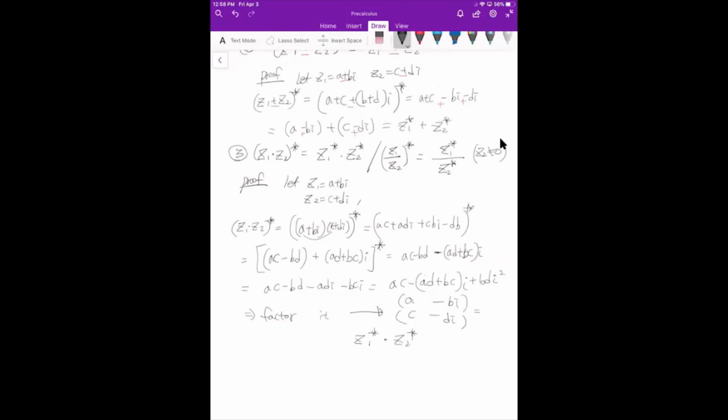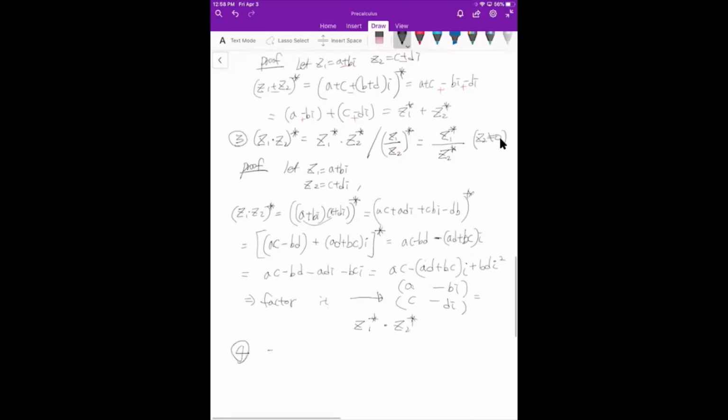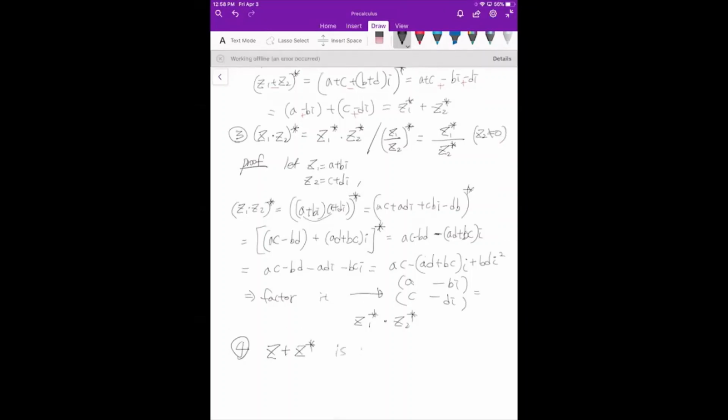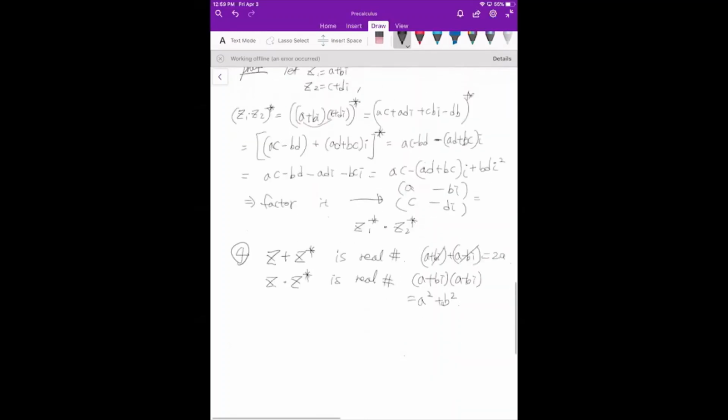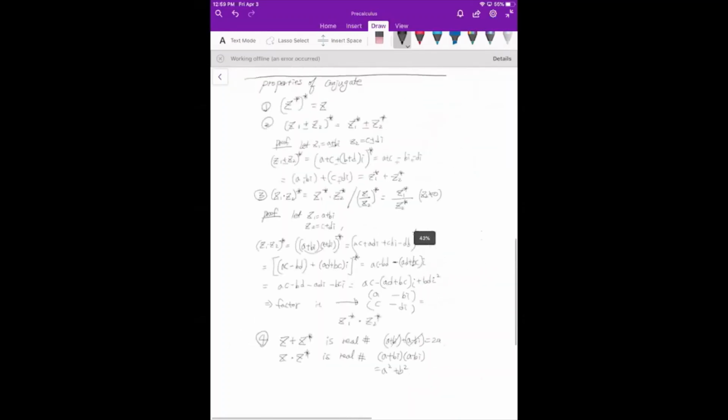Okay, number 4. One more, we don't need to prove it. I think it's more obvious: a real number. A plus bi plus a minus bi gives you 2a, so it's a real number. If we multiply a complex number by its conjugate, then it's also a real number. So a plus bi times a minus bi gives you a squared plus b squared. We talked about it before. So these are properties of the complex conjugate.